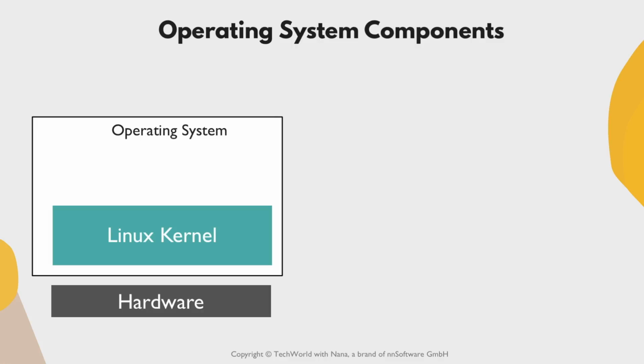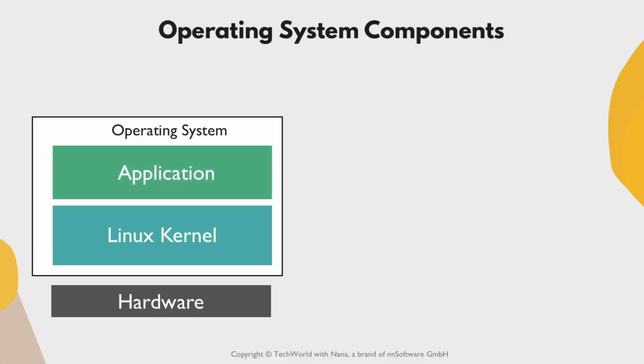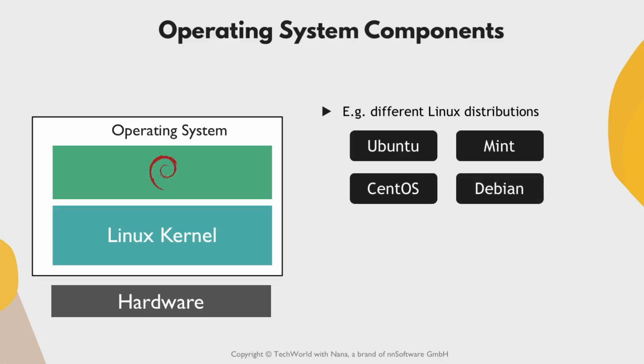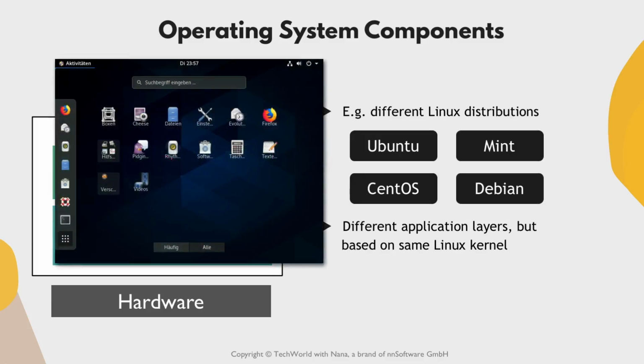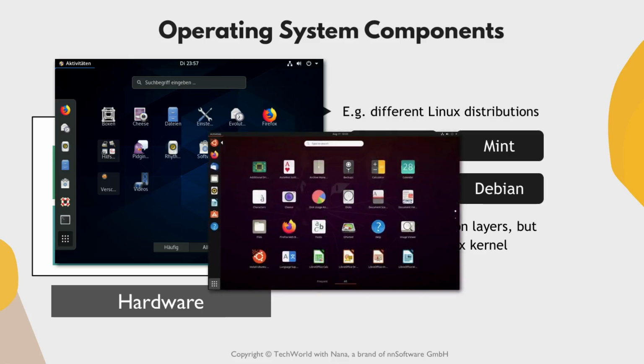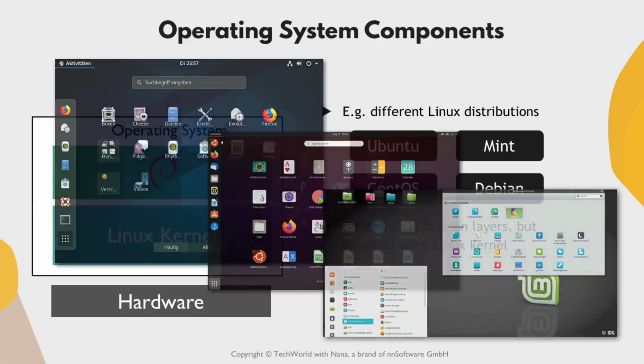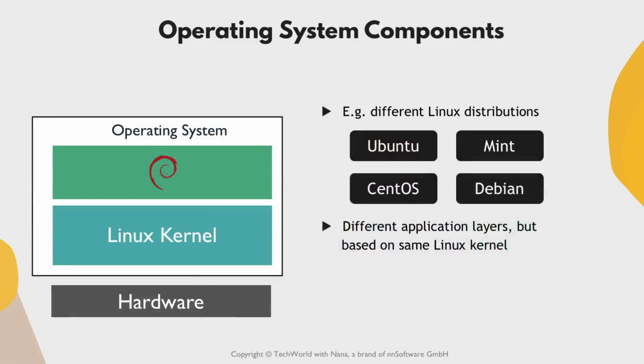And then there is the application layer on top of the kernel. For example, different distributions of Linux like Ubuntu, Linux Mint, CentOS, Debian, these are all different Linux distributions which have different application layers but are based on the same Linux kernel. So for example, they have different color themes, different icons, the graphical user interface looks different, and they also have different applications packaged inside the distribution, like different application managers, different programming languages, as well as different command line interfaces, compilers, etc.